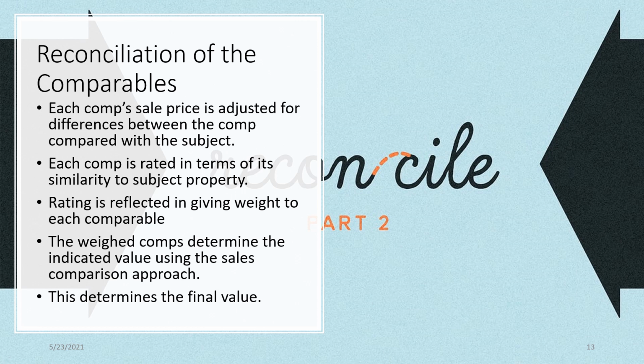Each comp is rated in terms of its similarity to the subject property. Rating is reflected in giving weight to each comparable. The comp that's closest to the subject property gets a higher weighted value, and so on. The weighted comps determine the indicative value using the sales comparison approach, and this determines the final value.